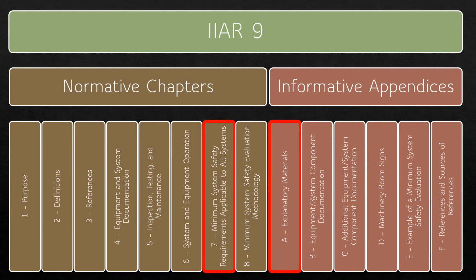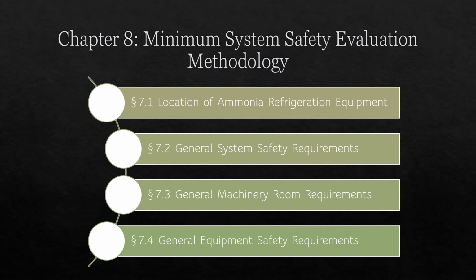Chapter 7 is by far the longest chapter in Standard 9 and contains the minimum system safety requirements that are applicable to all systems, regardless of when they were built. Chapter 7 has 4 sections which address location of equipment, general system safety requirements, machinery room requirements, and general equipment safety requirements. In this video, we'll explore the requirements of Section 7.4.